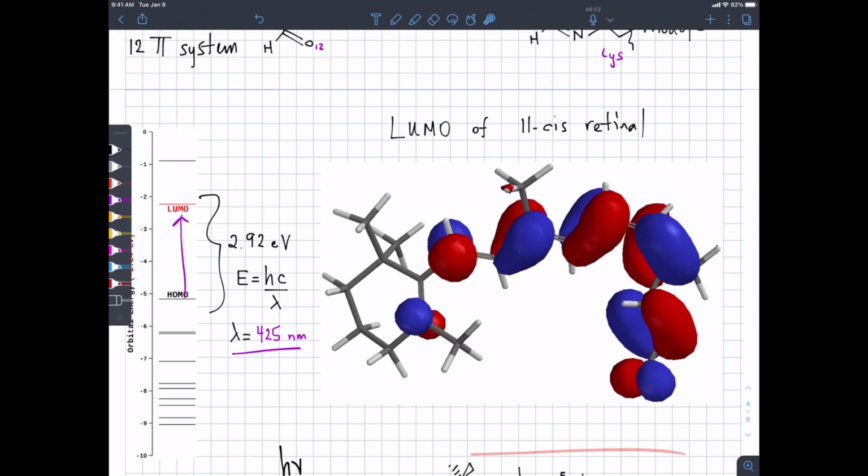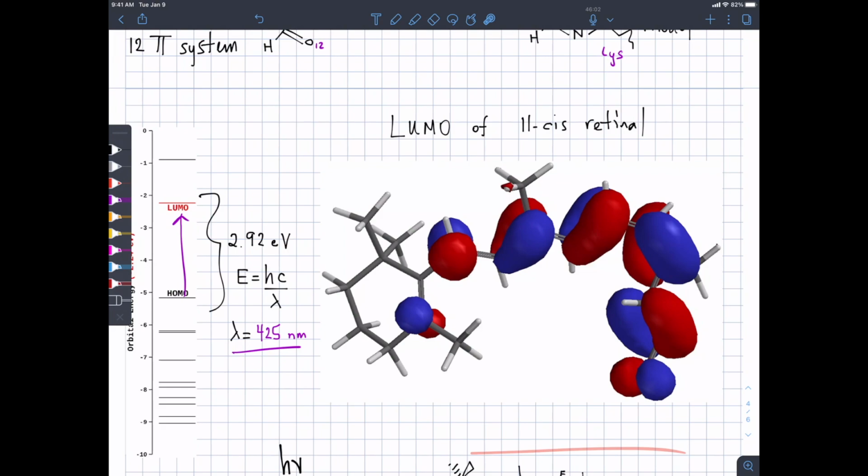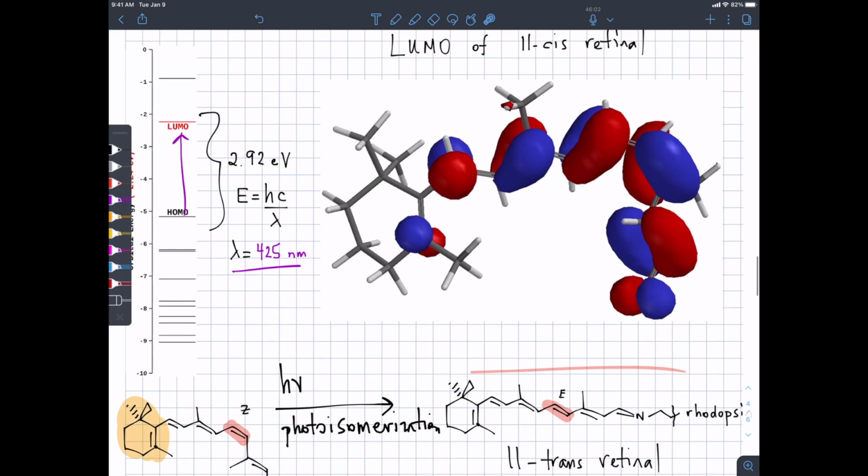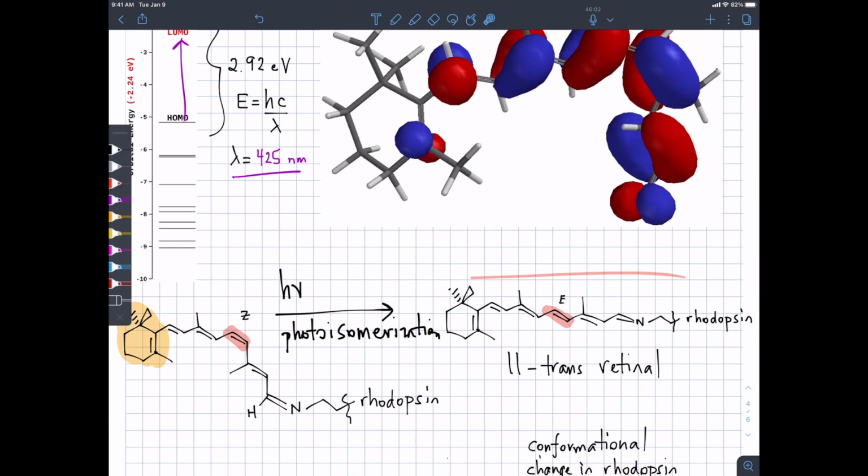Well, what happens to have this vision signal occur? You have this gap between HOMO and LUMO. So you get visible light that promotes an electron from HOMO to LUMO. That temporarily weakens some of the pi bonds and weakens the conjugation, and that allows for what's called photoisomerization. And this is where the less stable cis double bond snaps back to the more stable trans double bond. Remember, I told you that rotating around double bonds would require you to break a pi bond?